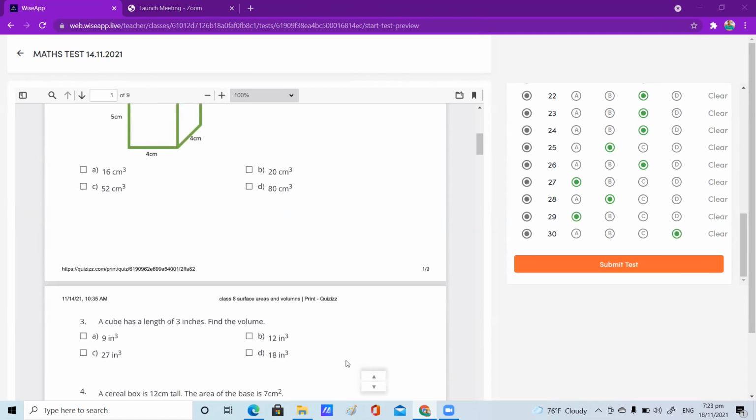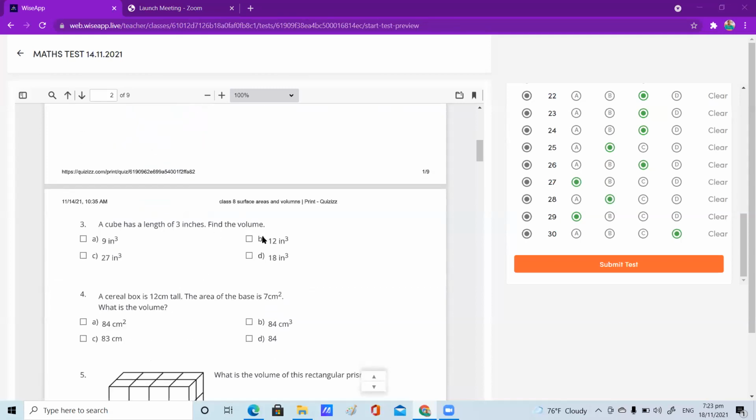Somewhere I gave that part of the question also, because of the frequent errors you make. See here: 3 inches length. A cube means all sides are square shaped, so 3 inches on each side. Find its volume. 27 inch cube. 3 cubed means 27 inch cube.